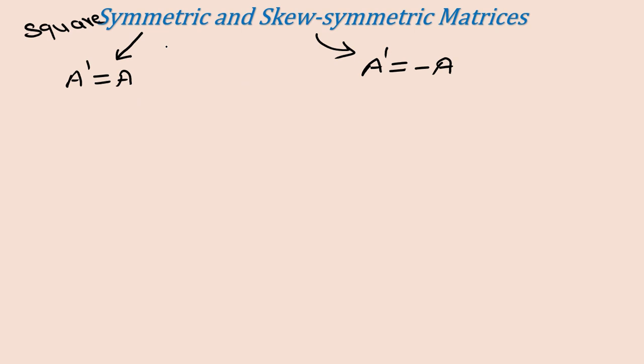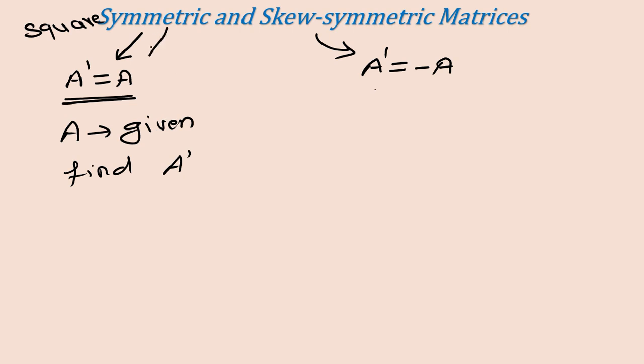So what you will remember: symmetric means you will find the transpose. A matrix will be given to you in the exam, and then you will find the transpose of A. How will you find the transpose of A? By writing rows in the form of columns, or columns in the form of rows. And the same you will do for the skew-symmetric also. So if the transpose of the matrix is the same as the matrix itself, it will be symmetric. But if it is the negative of the matrix, then it will become a skew-symmetric matrix.